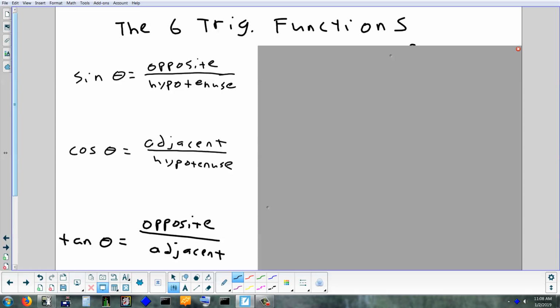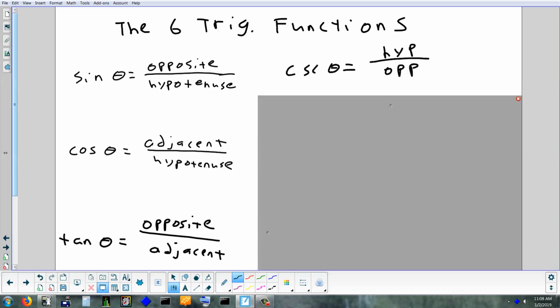And the 3 other ones I have on the right-hand side, right under that gray square. So the 3 on the right are the reciprocals of the 3 on the left. Does anyone remember the name of the trig function that you get when you flip sine? Yep, cosecant. And it's just the sine flipped. It's hypotenuse over opposite.